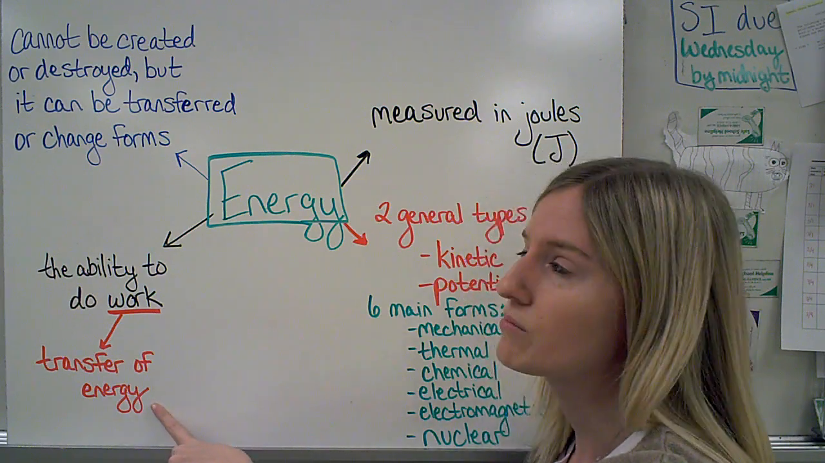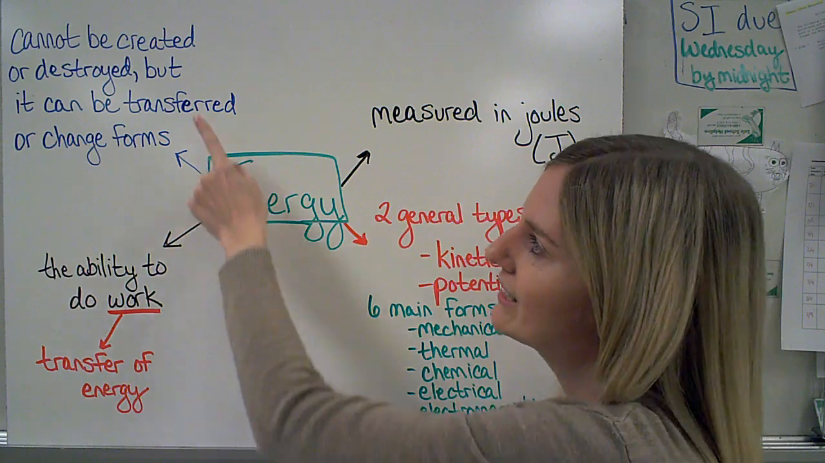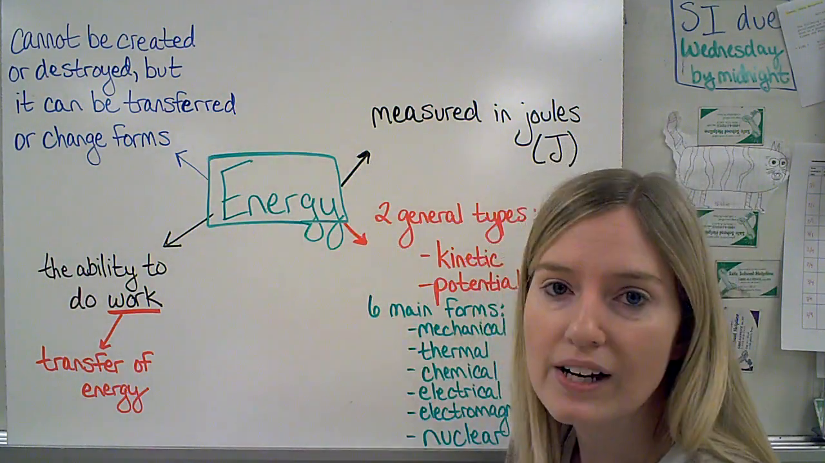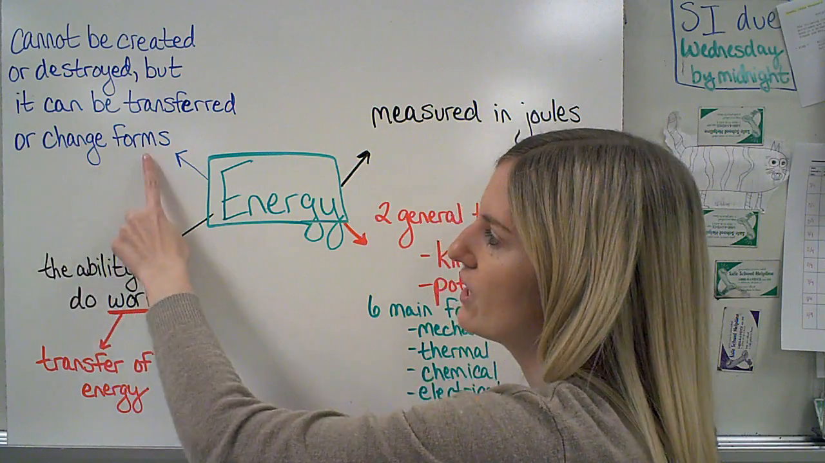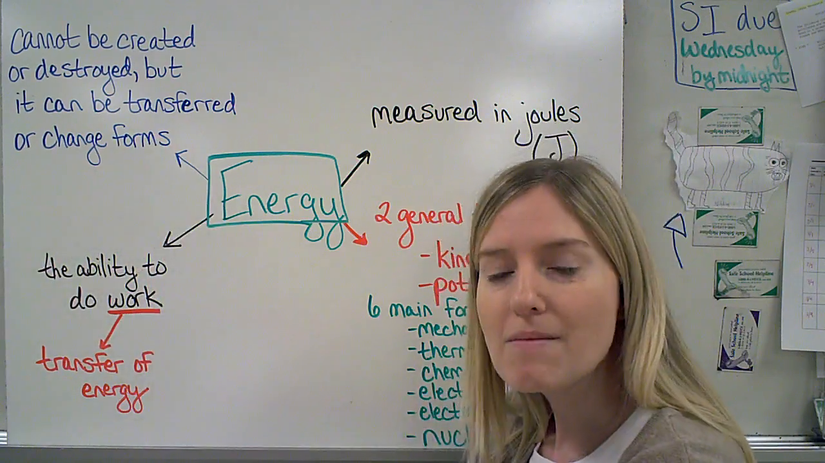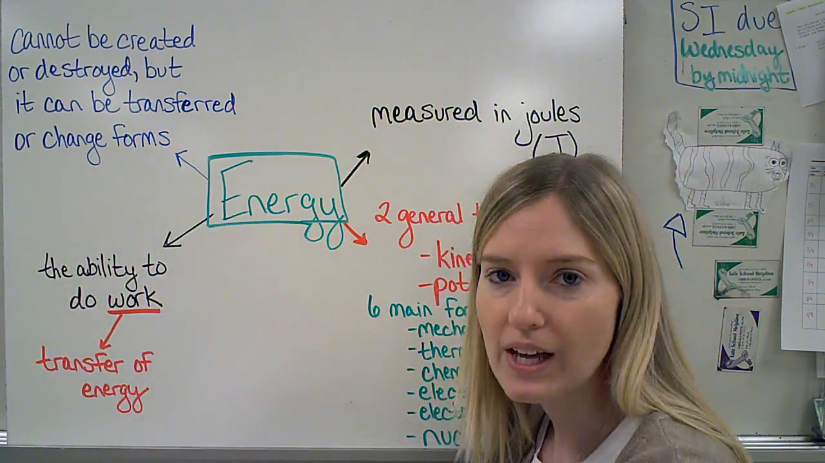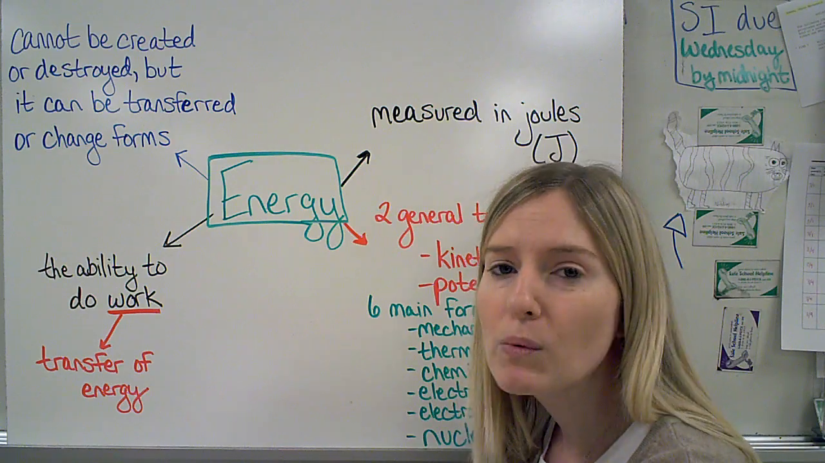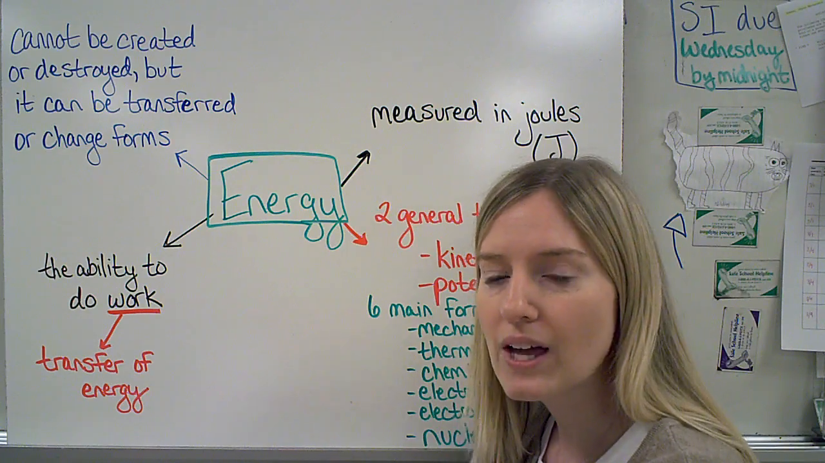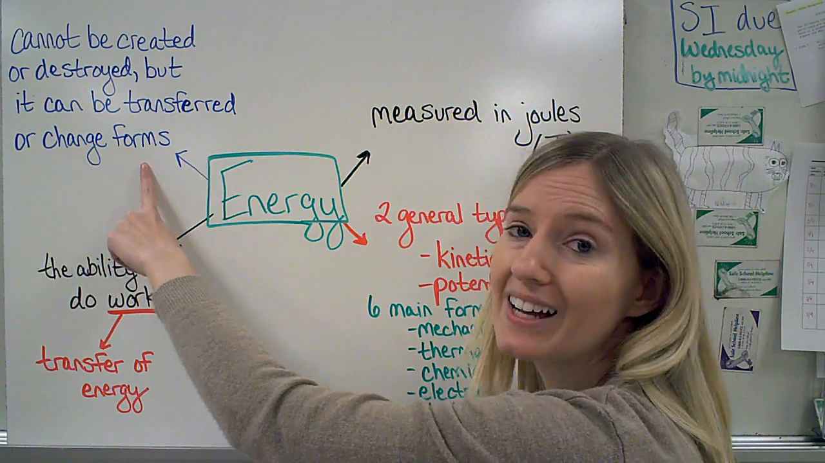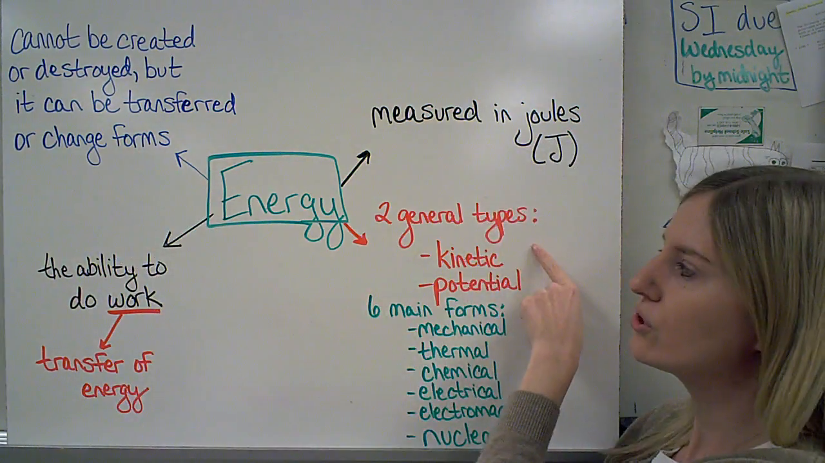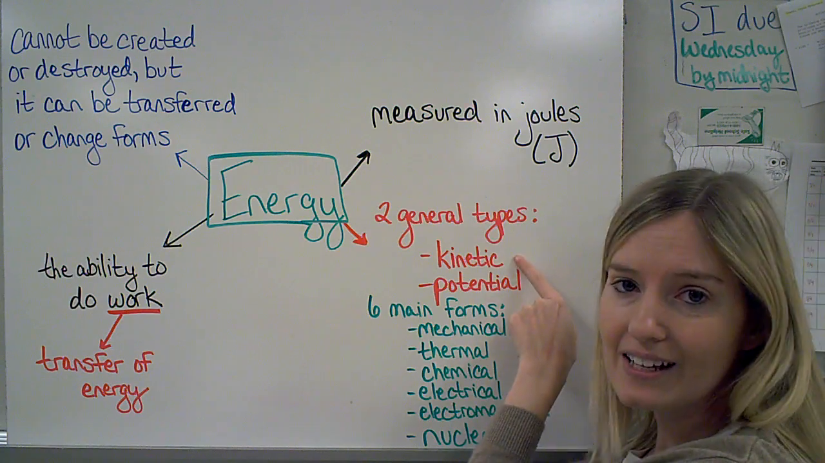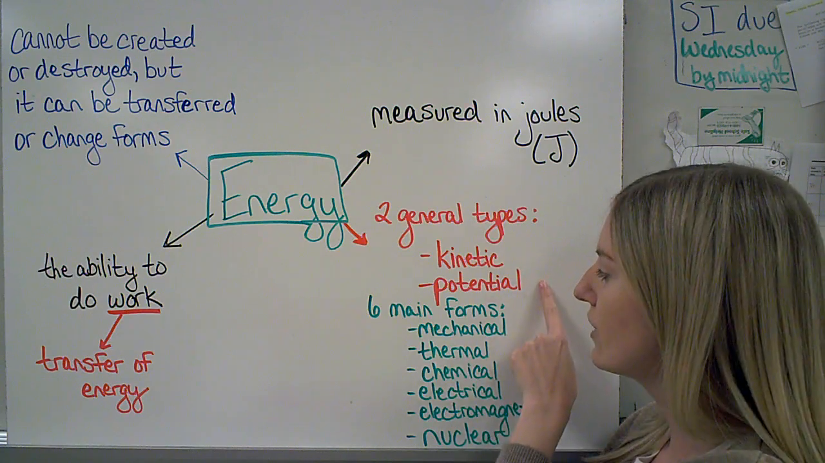are related terms. Energy cannot be created or destroyed, but it can be transferred or it can change forms. So just like mass, we can't create or destroy energy, but we can change where it is located, or I can change what kind of energy I have. Those kinds of energy, there are two general types. There's kinetic energy and potential energy.